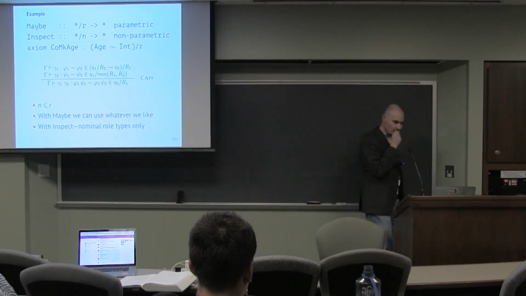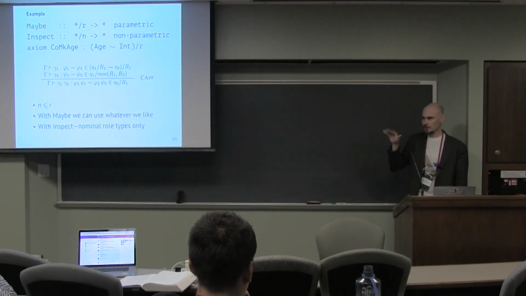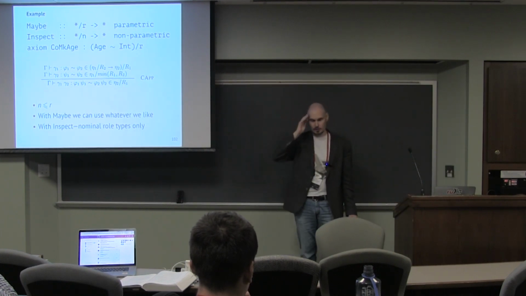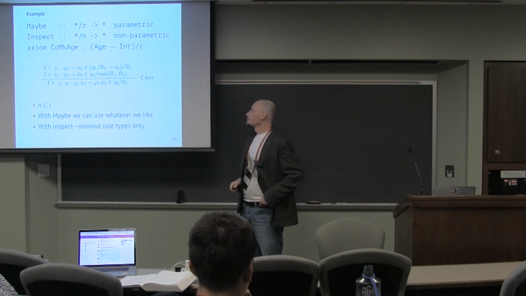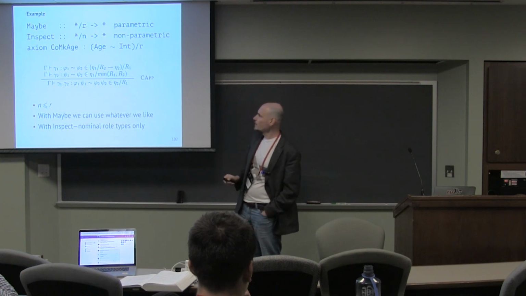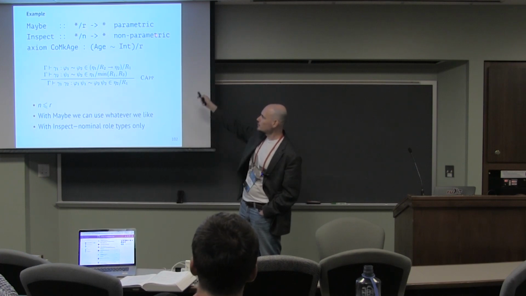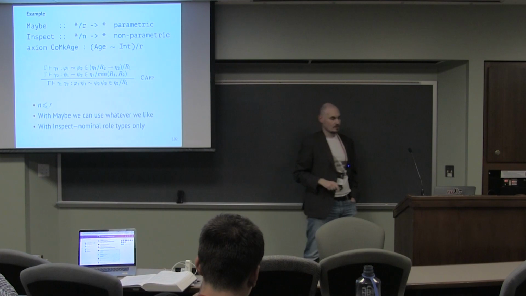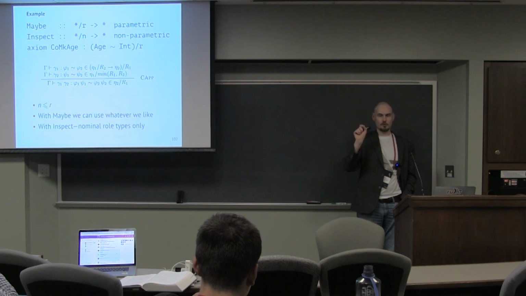So this rule allows us to do everything with Maybes, and it doesn't allow us to do everything with Inspect. So every difference between them is encoded with this rule. So let's look at it. So we have these two roles, N and R, nominal and representational. We defined this before in the previous slide. And now let's see how we can use this typing rule.